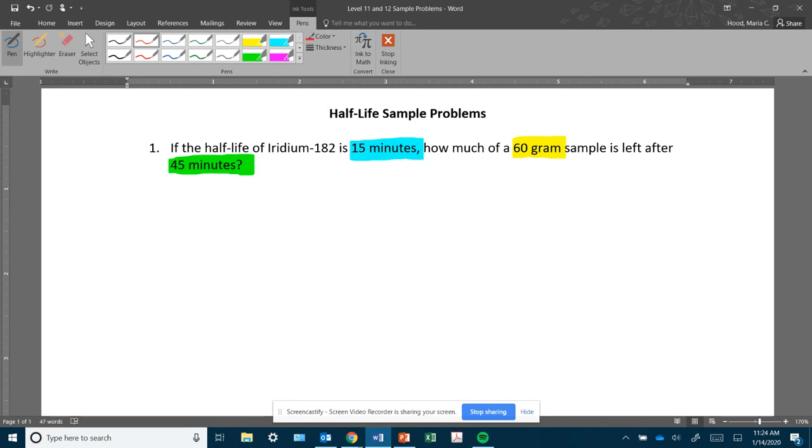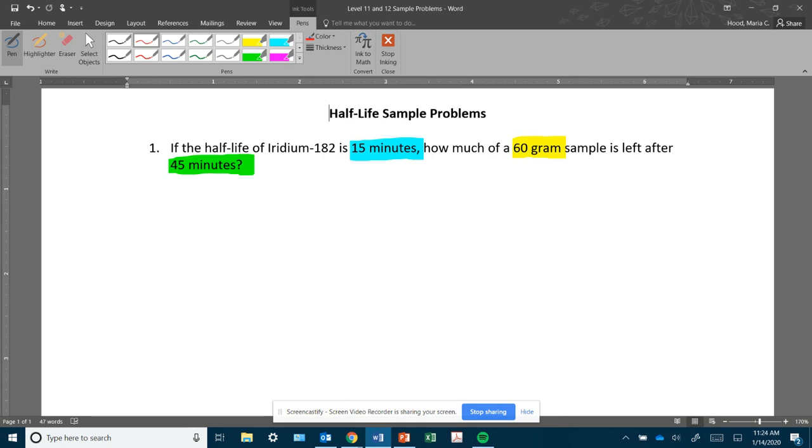I'm here to go over a sample half-life problem like the ones you will see on the worksheet. The problem says, if the half-life of iridium-182 is 15 minutes, how much of a 60-gram sample is left after 45 minutes? Remember, the half-life of any substance is how long it takes for half of that substance to decay. This means that for iridium-182, it'll take 15 minutes for half of it to decay.